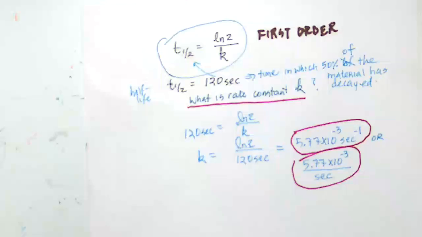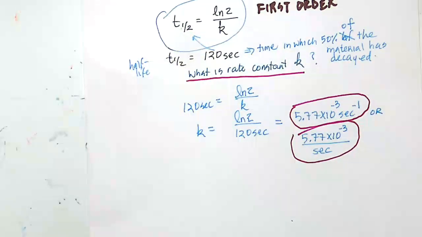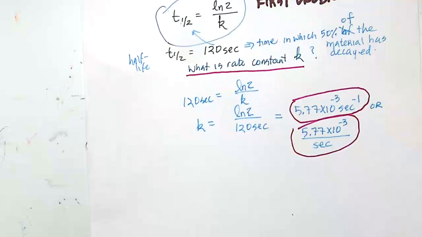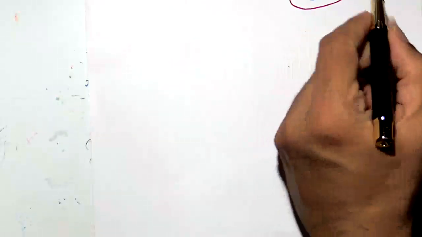So this is for first order. What about a similar problem, a half-life, but it's second order? Let's do a problem like that. So again, you do not have to memorize this. It will be given to you.